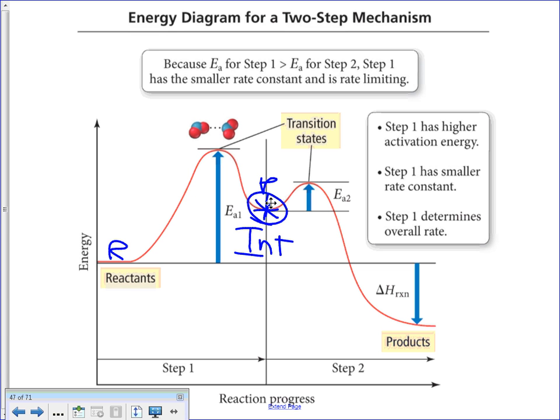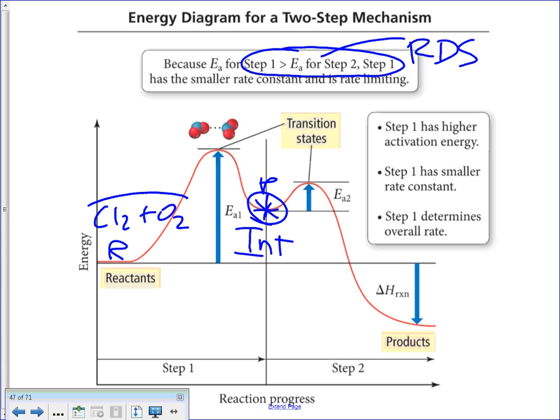Because it's slower, because it requires the most energy to achieve that transition state so that it will form the intermediate and so forth. So because step 1 has a higher activation energy, that makes it the rate determining step. Okay? And then if I knew the reactants, like if this was chlorine plus oxygen, I would see those coefficients of 1 and 1, and I would write the rate law as what?